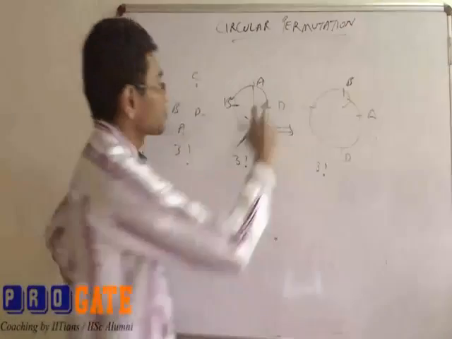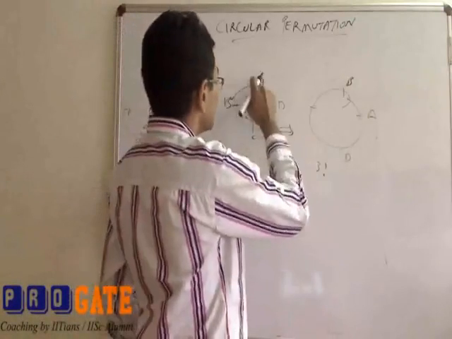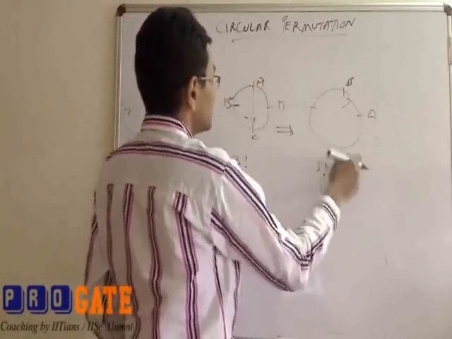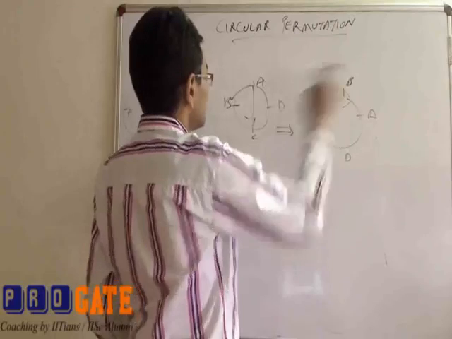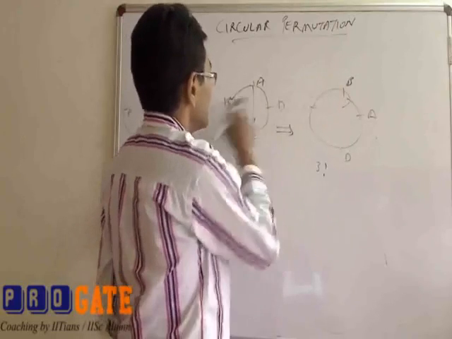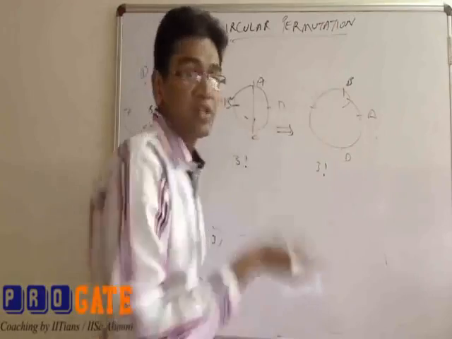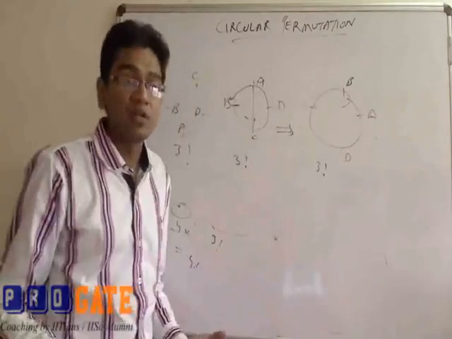And why is it so? Because if we see here, what is there to B's right? It is A. What is there to A's right? B. What is there to B's right? C. What is there to C's right? B. What is opposite of B? D. What is opposite of A? C. So if we see, these both are the same in all terms.